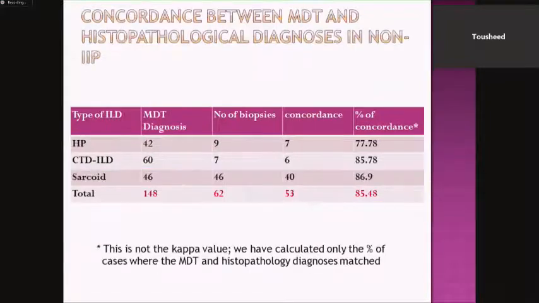Though I feel this is not a kappa value that we have calculated. So again, I've taken NSIP out, meaning the IIP pattern is out. When you see the non-IIP pattern, your concordance rate is around 85%. So out of 148 we have discussed, 62 biopsies were done and the concordance rate was 53, 85.48%, times we were right in our MDT diagnosis. That's what I can tell you at this point.